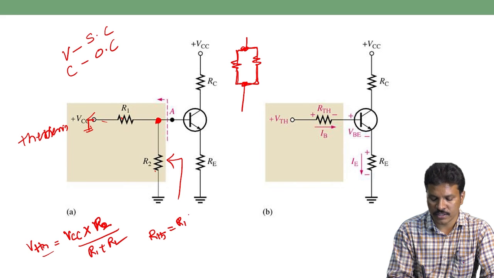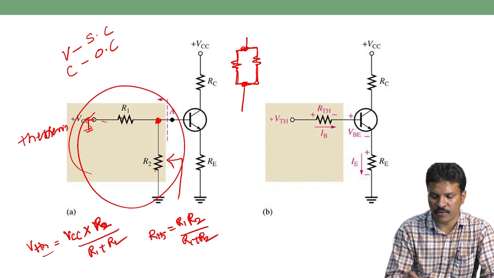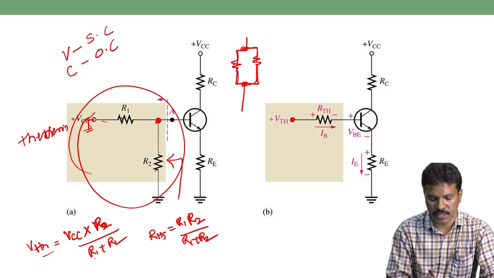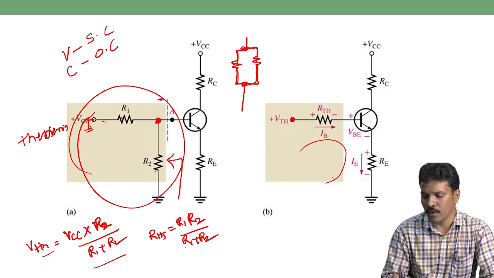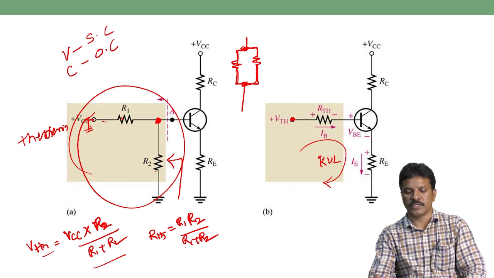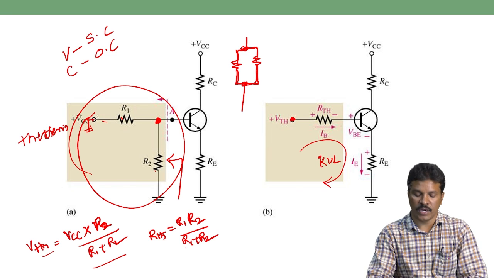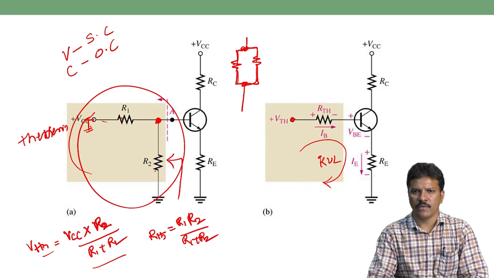So RTH is equal to R1 R2 by R1 plus R2. We can replace this entire network with a simple VTH, which is equal to this one, and RTH, which is equal to R1 parallel R2, R1 R2 by R1 plus R2, so that we can now apply Kirchhoff voltage law or Kirchhoff current law. Kirchhoff voltage law to the input side.